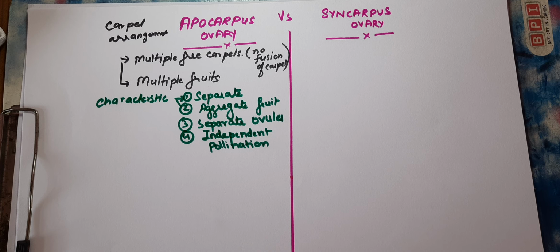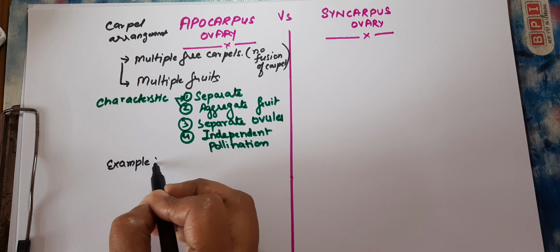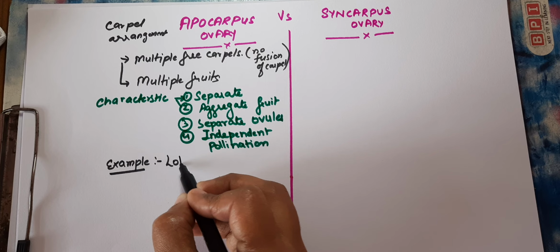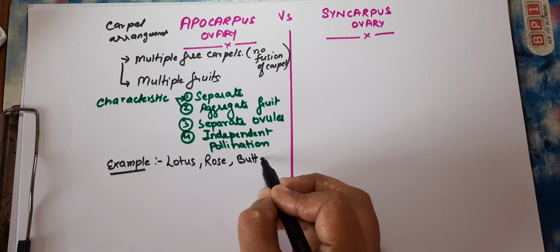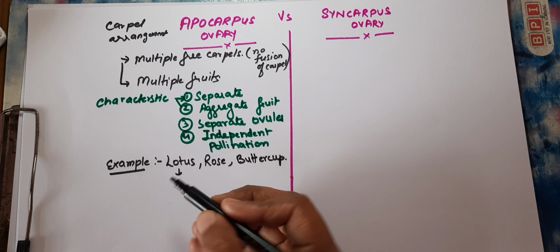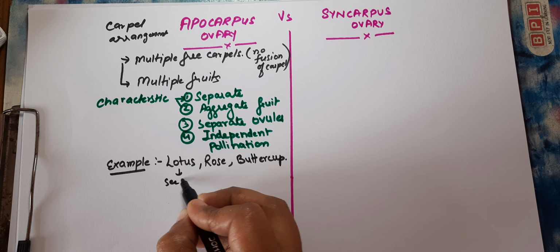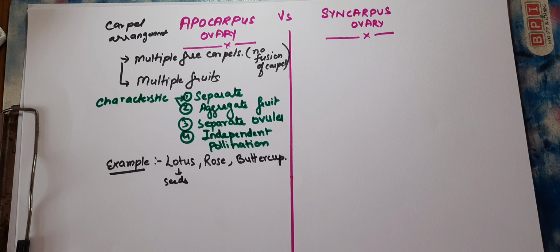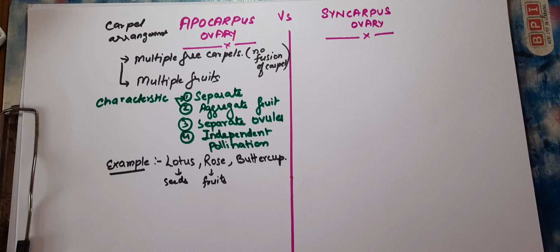And if we talk about the examples, the examples of apocarpous ovary are lotus, rose and buttercup flower. These are displaying the apocarpous ovary. Lotus, we all know, will produce multiple seeds, containing the fruitlets. So the lotus seeds are consumed also. The rose will also form multiple small fruits, and the buttercup will develop separate carpels, each forming a distinct fruit.